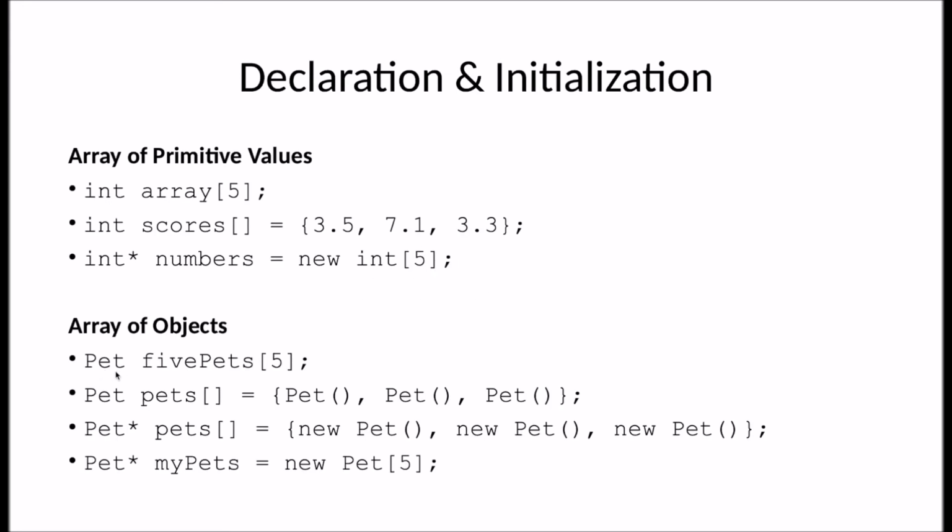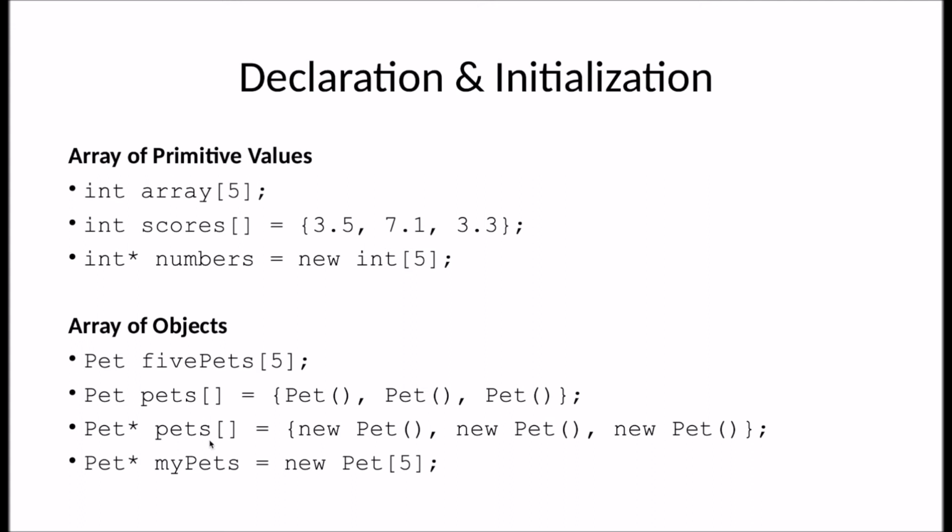The examples below use a class named pet. The first line creates an array of 5 pet objects. The second one uses an initializer list, and I call the default constructor. So it creates 3 objects and then places the 3 objects in an array of 3 pets.